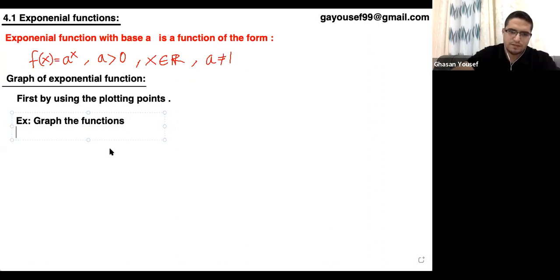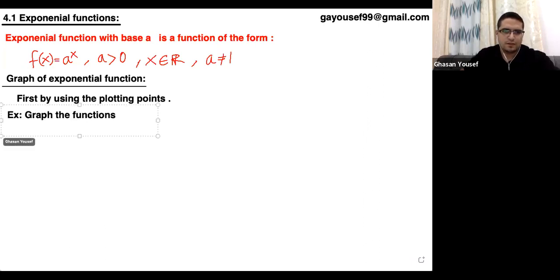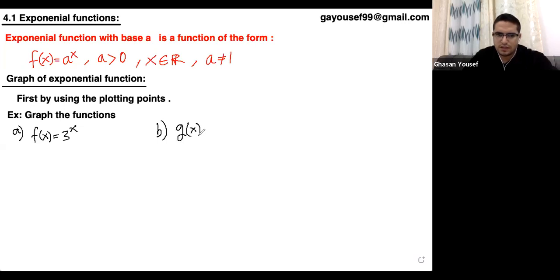The first one, a, is f of x equal 3 to the power x, and the second function, b, is g of x equal 1 over 3 to the power x. Now look, this function has a base 3. This is called the base, number 3, and here the base is the reciprocal of 3. Do you see 1 over 3? It's the reciprocal of 3.